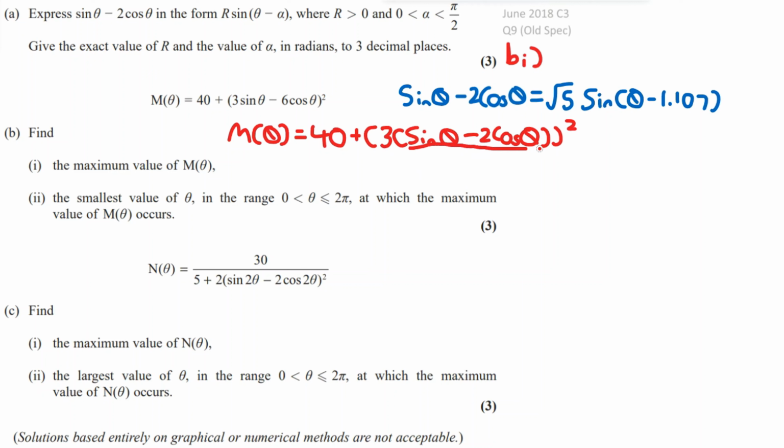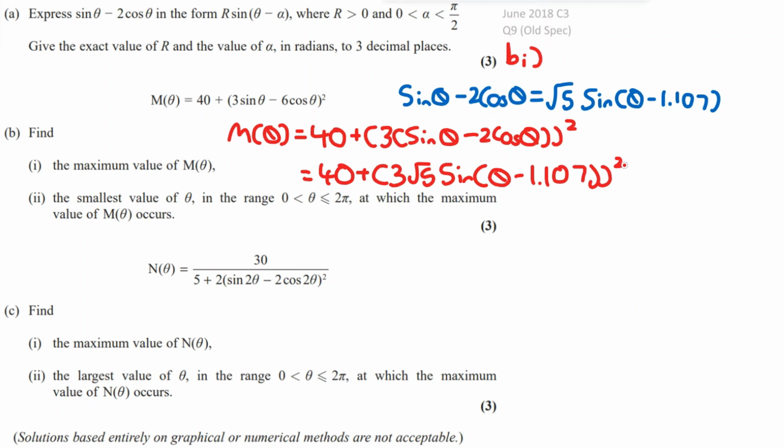So we have this sin theta minus 2 cos theta here, which we can sub out for root 5 sin of theta minus 1.107. So therefore this is going to be equal to 40 plus 3 multiplied by root 5 sin of theta minus 1.107, and then this whole thing here is still going to be squared.